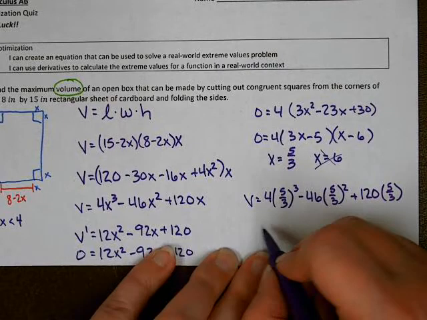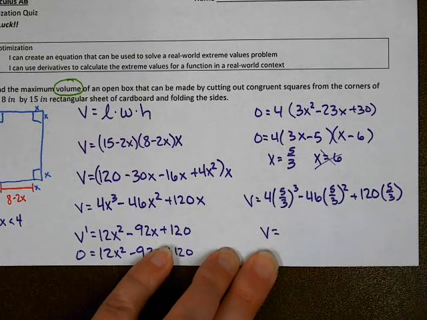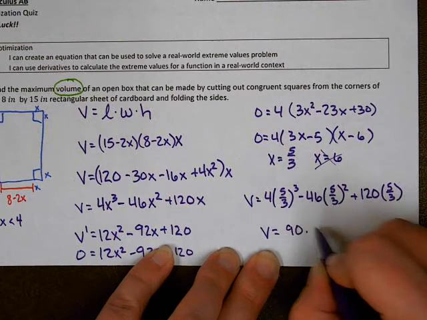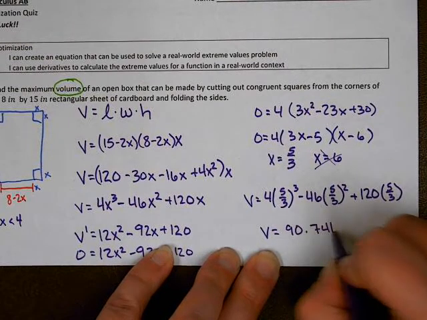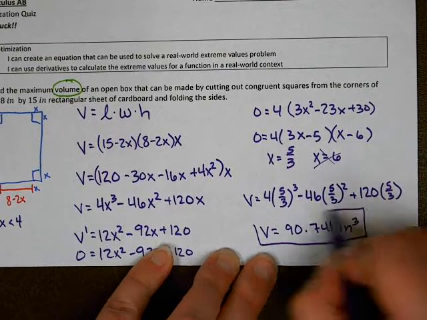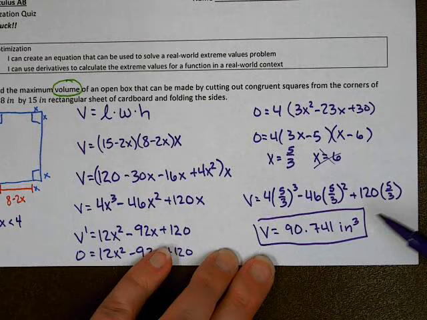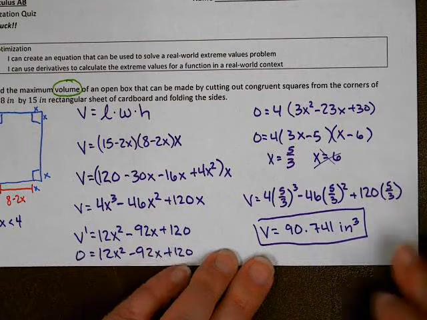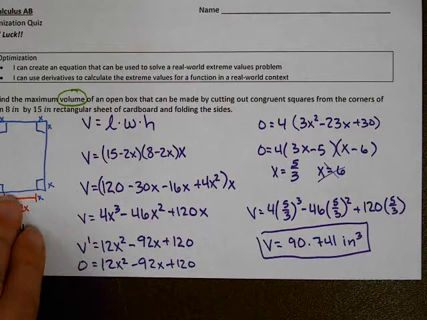And I did tell you guys at the end then that you could use your calculator. So we end up getting that the volume is equal to 90.741 inches cubed. But everything up to here you should have been able to do without a calculator. All right, so don't rely so much on your calculator. You're not going to be able to use it on the AP exam.